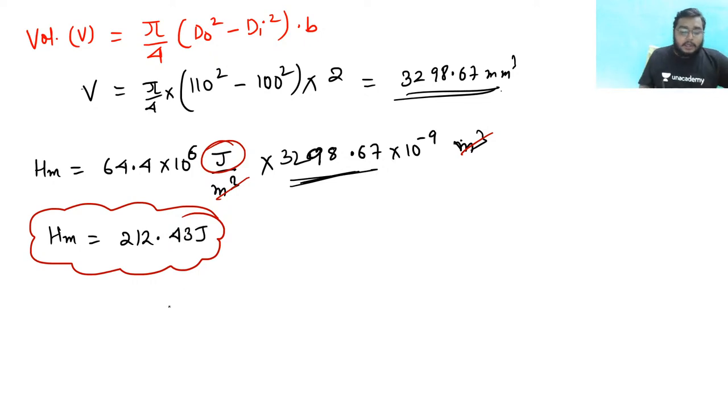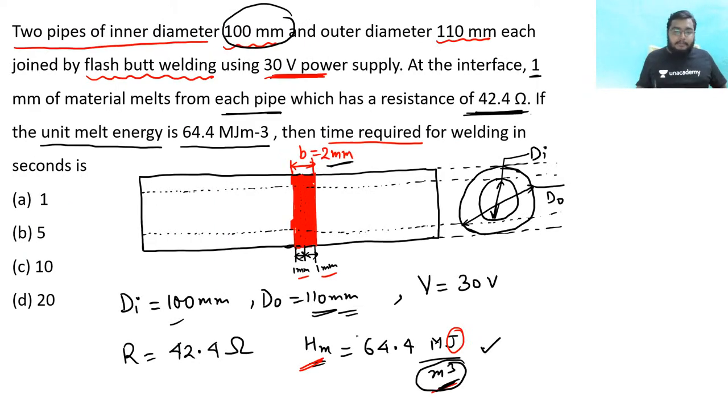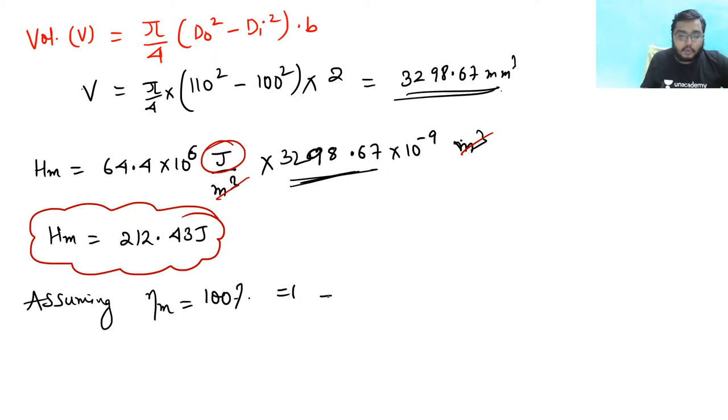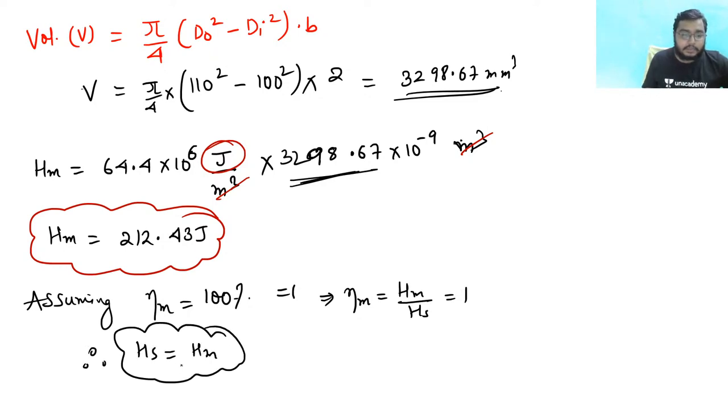So see, now you have found the HM. Now the time required for welding is being asked. There is nothing mentioned about the efficiency, so assuming melting efficiency to be 100%, that is 1. What we have seen, melting efficiency is HM by HS, and if this is 1, then definitely HS is going to be equal to HM.